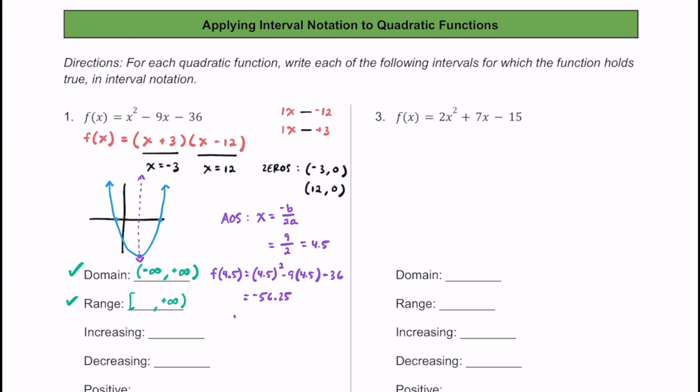So the vertex here, I'm going to write the vertex. The ordered pair for that is going to be positive 4.5 comma negative 56.25. All right, so that way we know what the lowest point of this graph is. That's how far down this point is going to be. So I'm going to write negative 56, and I'm going to write a quarter, just keeping it as a fraction here instead.